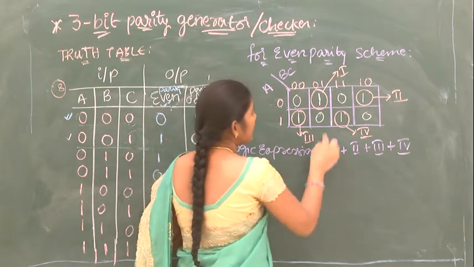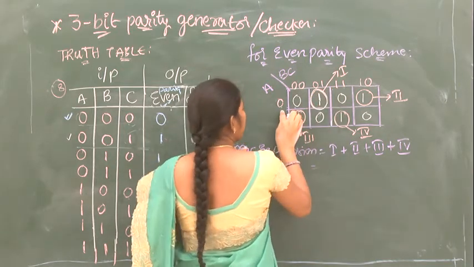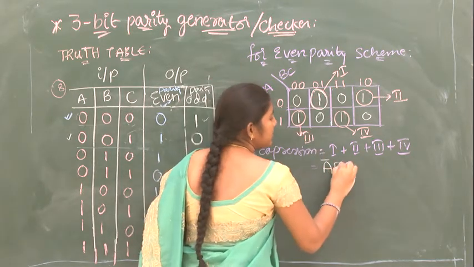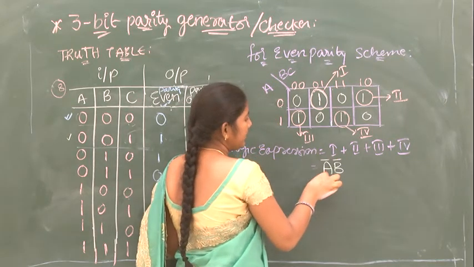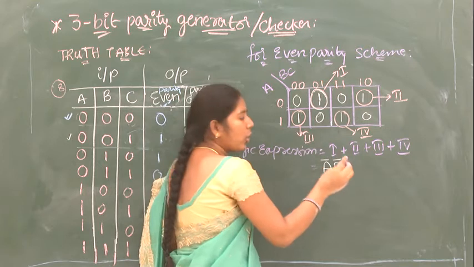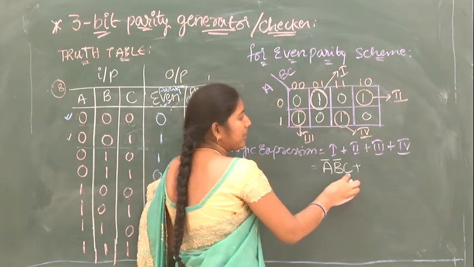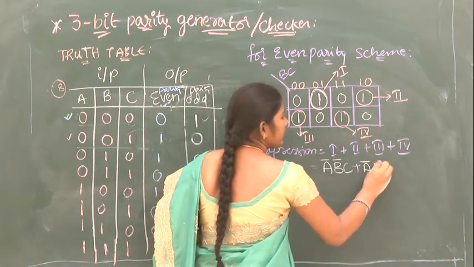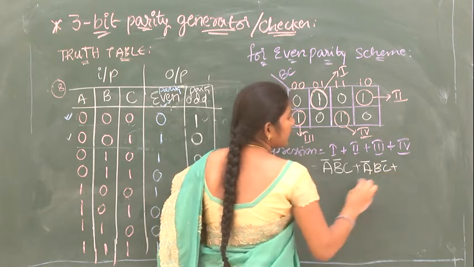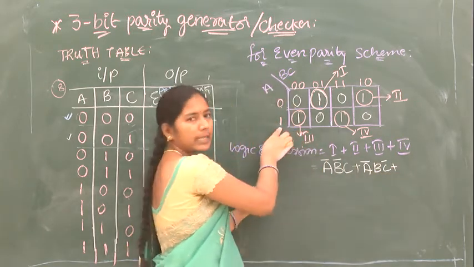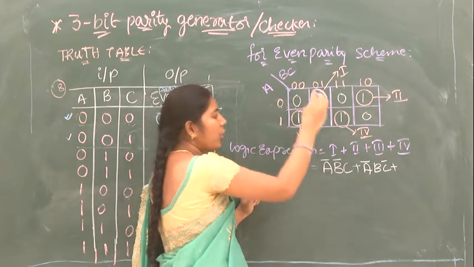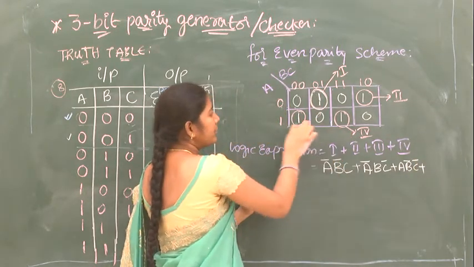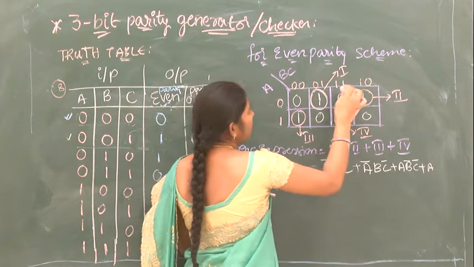Now, what is the first term? For this, A is in complemented form, B is complemented, and C is in uncomplemented form, so I can write it as A bar, B bar, C. For the second term, this is A bar, B, C bar. For the third term, A is uncomplemented, and B and C are complemented, so I can write A, B bar, C bar. For the fourth term, A, B, C.